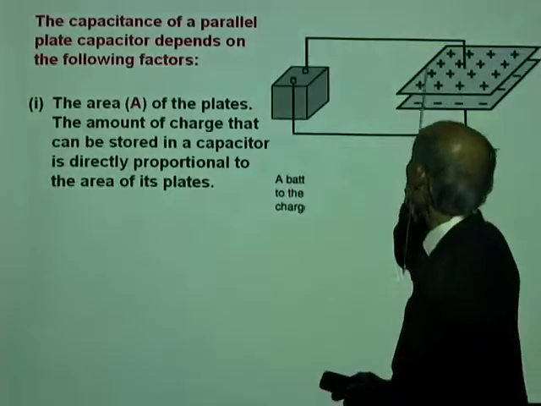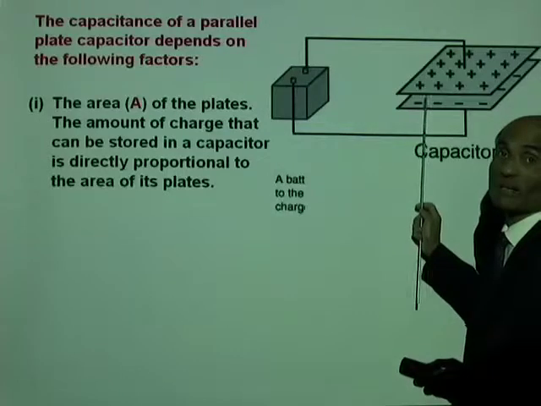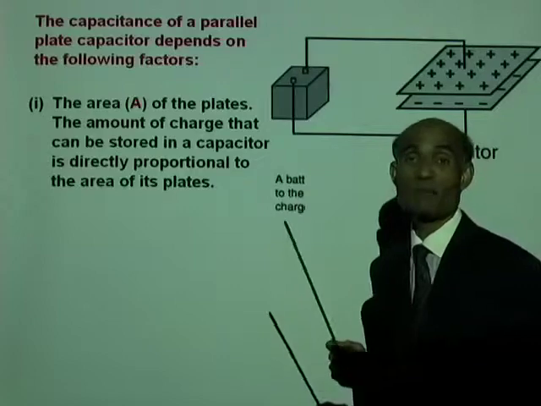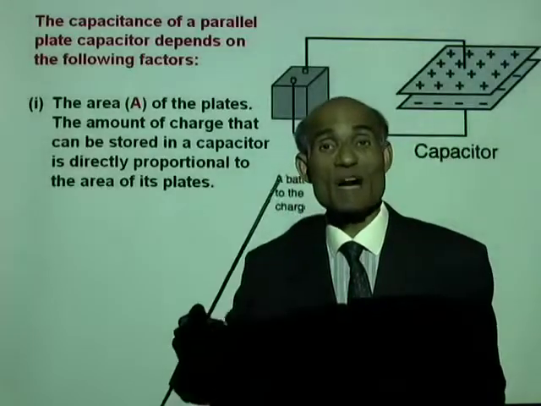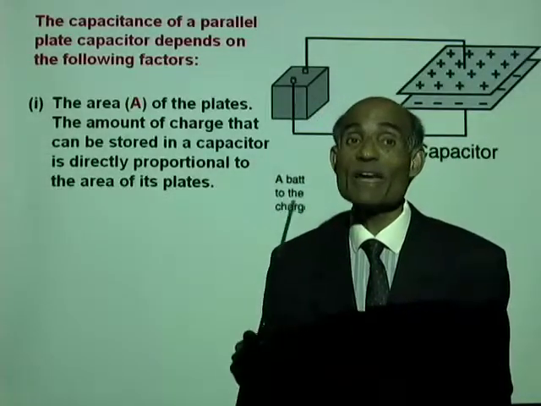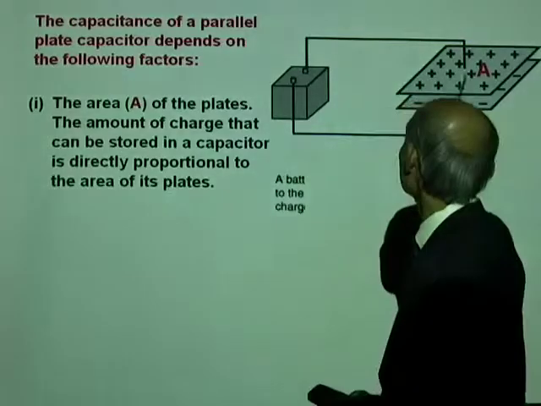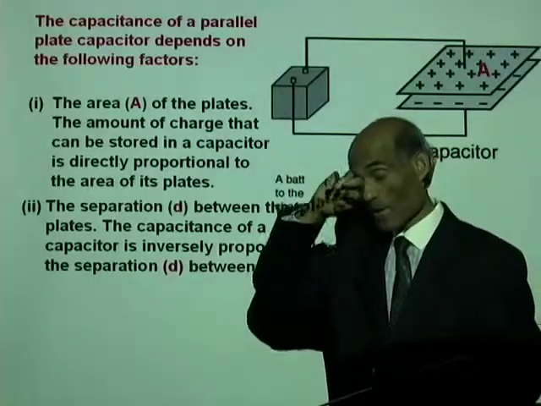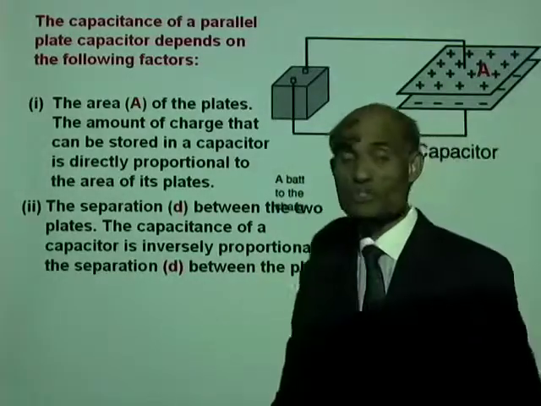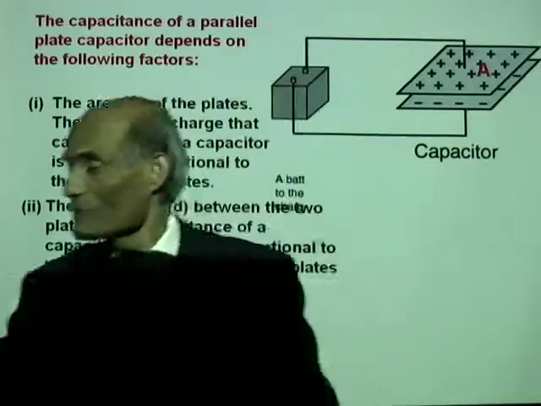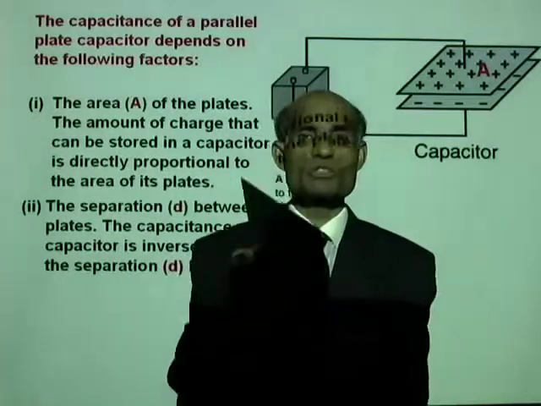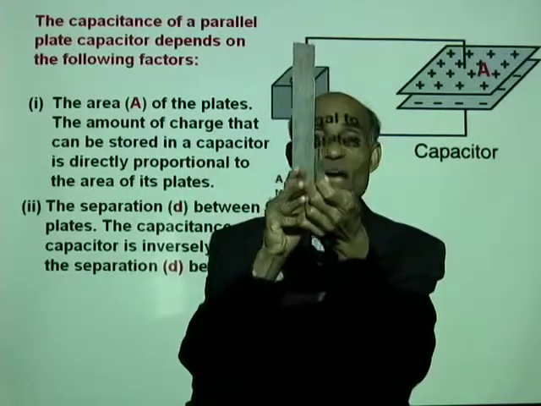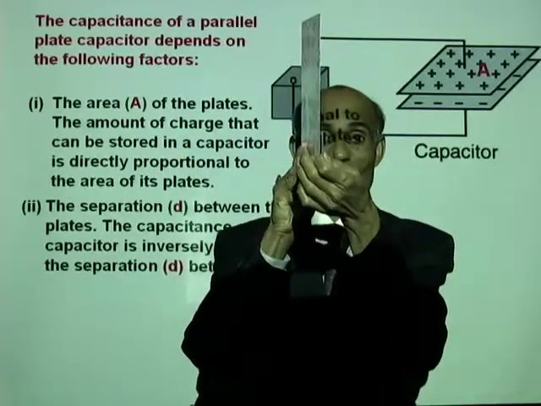Well, here I have a parallel plate capacitor. The amount of charge that can be stored in a parallel plate capacitor is directly proportional to the area of the plates. We represent that by A. Now, what else does it depend on? Tell me, if the plates are brought closer together, will it increase or decrease the capacitance? What do you think?